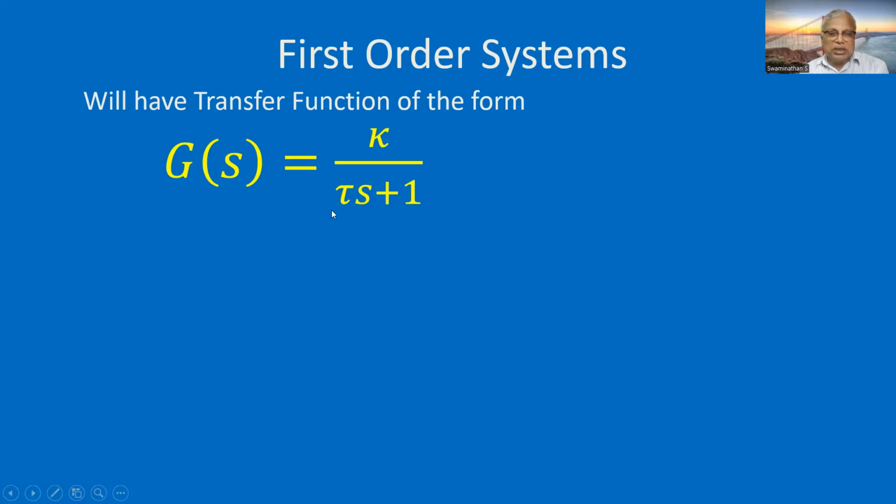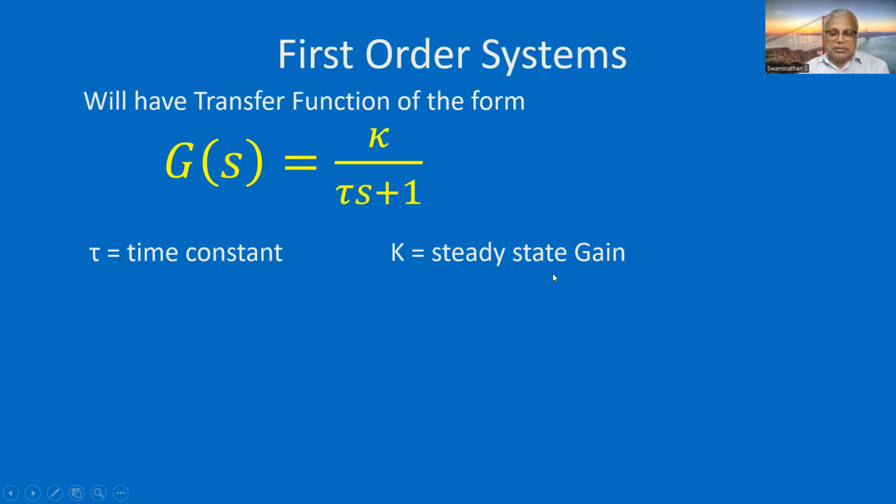Note that the denominator is a first degree equation in s. There are two constants, K and tau. Tau is known as the time constant of the process or system. K is the steady state gain of the system, simply called the gain of the system. So this is the transfer function of a first order system: simply K by tau s plus 1, with two constants and a denominator that is first degree in s.